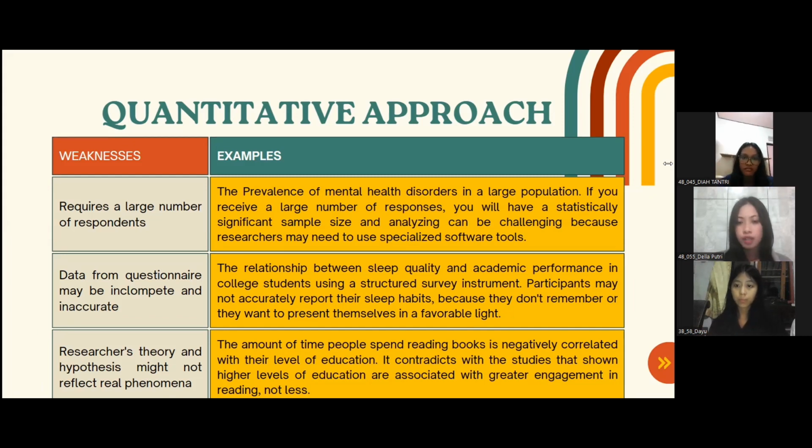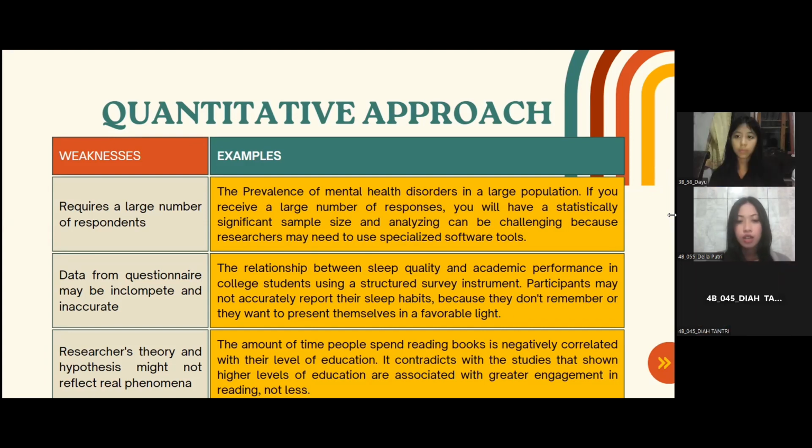And number three, the researcher's theory and hypothesis might not reflect real phenomena. For example, the hypothesis is that the amount of time people spend reading books is negatively correlated with their level of education. This contradicts studies that show higher levels of education are associated with greater engagement in reading, not less.